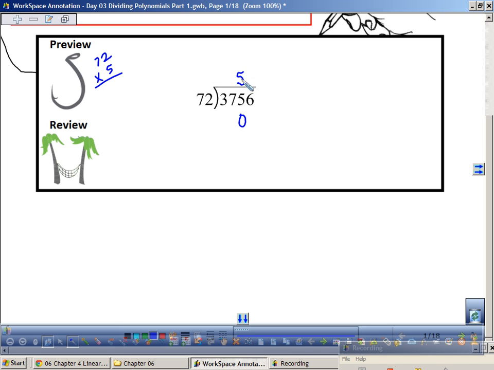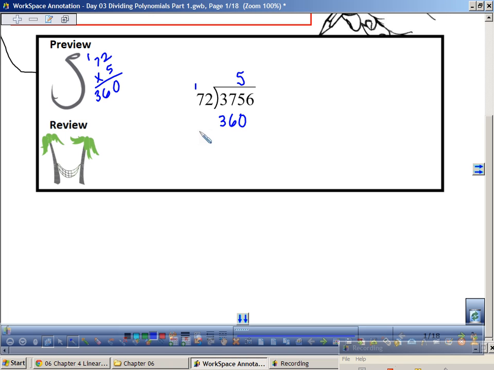Okay, so 5 times 2 is 10, carry the 1. 2 times 5 is 10, carry the 1, right? It's exactly what you do. 5 times 7 is 35, plus 1 is 36. Same as you would do over here.